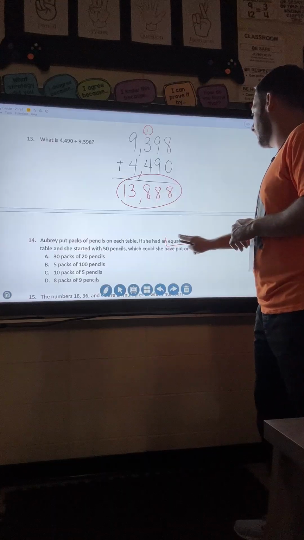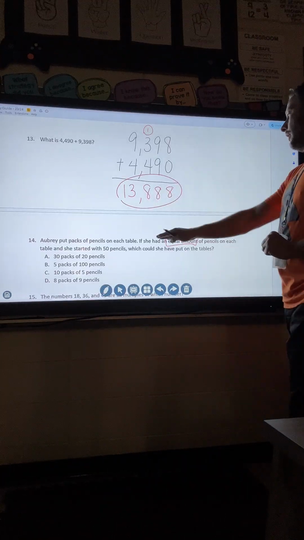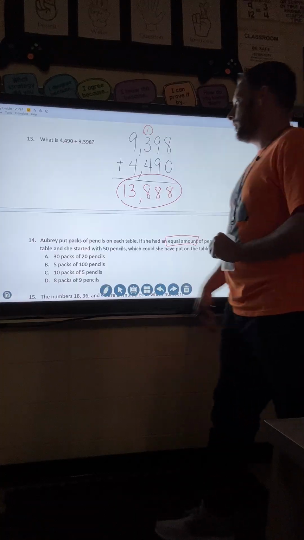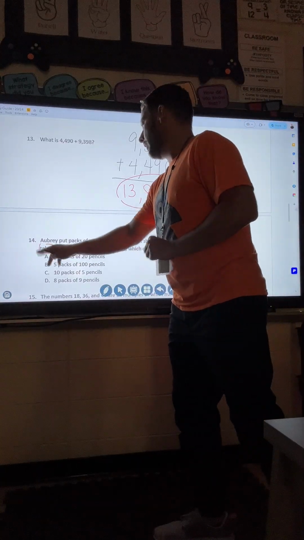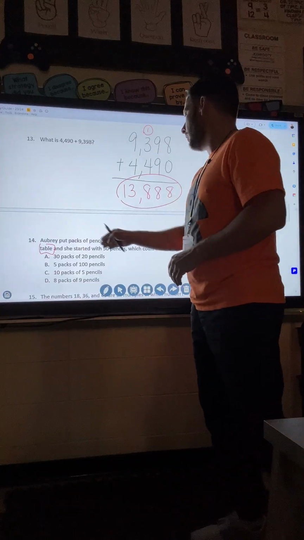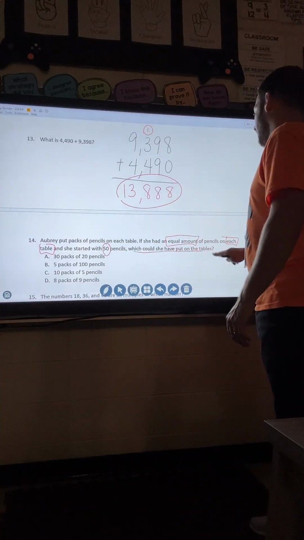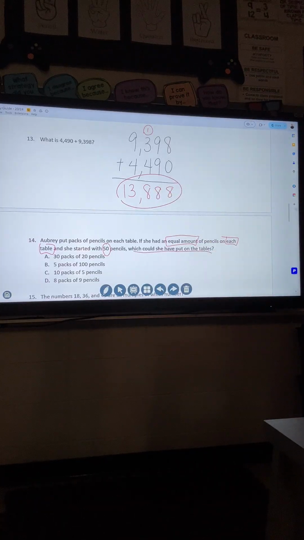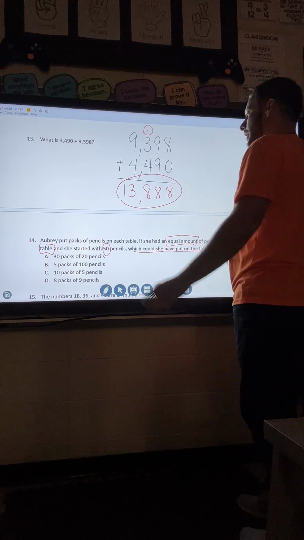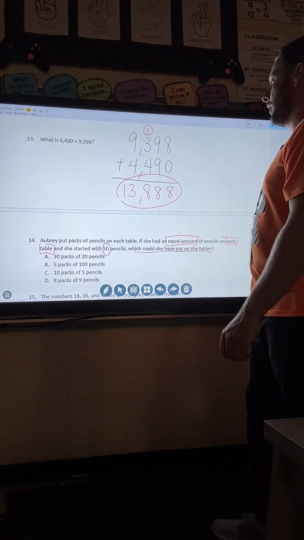The next question says, Aubrey put packs of pencils on each table if she had an equal amount. Ooh, I'm just gonna go ahead and put something around that right there. That seems like it's important. If she had an equal amount of pencils on each table, okay? Each table. Equal amount on each table. And she started with 50 pencils, which could she have put on the tables? All the numbers are circled in the problem. The question is underlined. I saw equal amount in each table as I read through that problem.